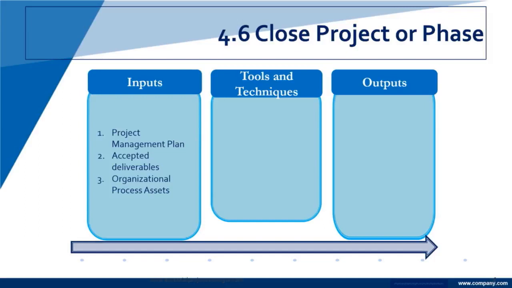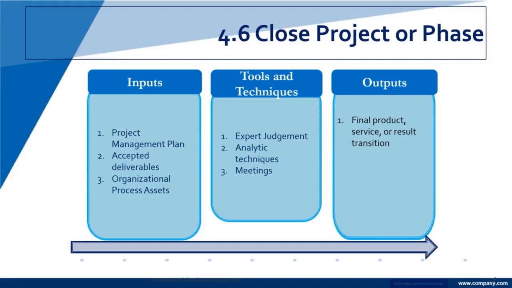Organizational process assets are important in closure because we need to understand what are the rules, how do we do it, what is expected of us, and that's where we can find that information. We use our expert judgment again, and we use analytic techniques to close the project, to know it's closed. Meetings are always important, and here they are again. The final product or service is the output of this.